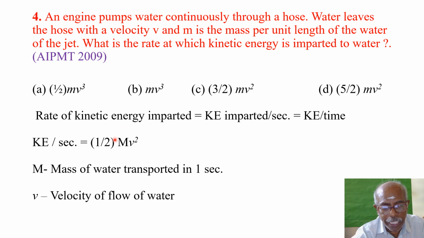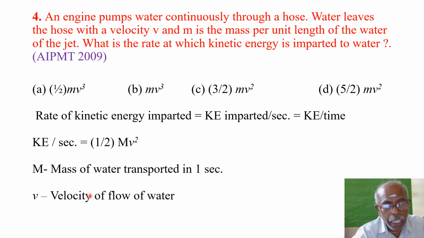See, here we have capital M. This capital M and this small m are not the same, they are different. Okay? Let me explain. What is capital M? M is the mass of water transported in 1 second. See, the engine pumps water continuously through the pipe, through a hose pipe. So, mass of water transported in 1 second. That is like you are getting Ke per second in 1 second. This is capital M. Of course, v is the velocity of water that has been given in the question.